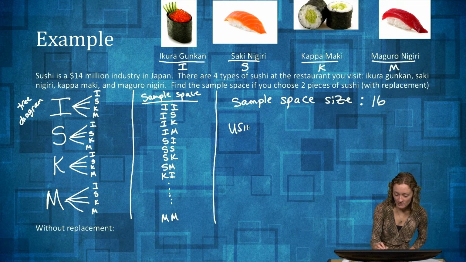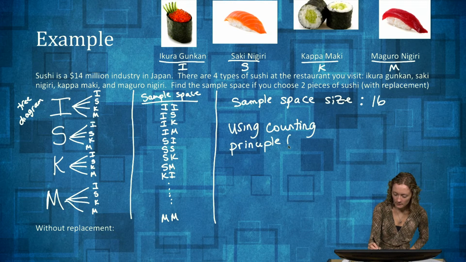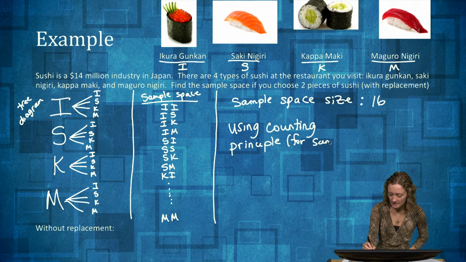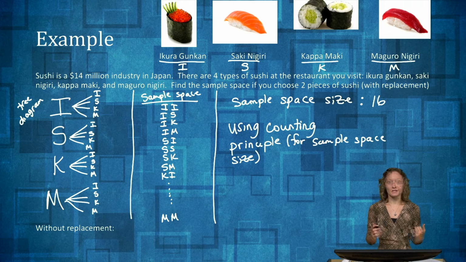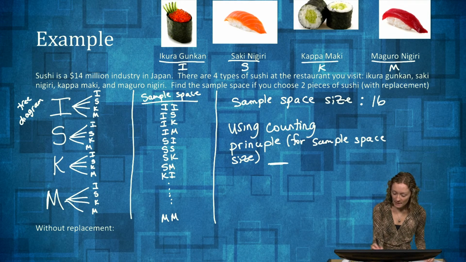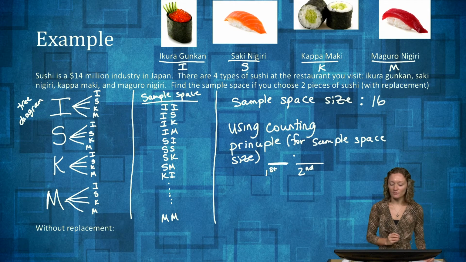If we use the counting principle to come up with the sample space size, remember, counting principle says if a first experiment can be performed in m ways and a second can be performed in n ways, then the sample space size is m times n. The 2 experiments can be performed in m times n distinct ways. So we have 2 events happening. There's a first piece of sushi being selected and then a second piece of sushi being selected.